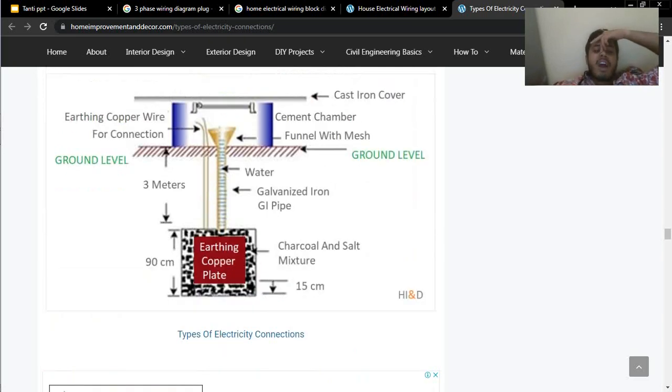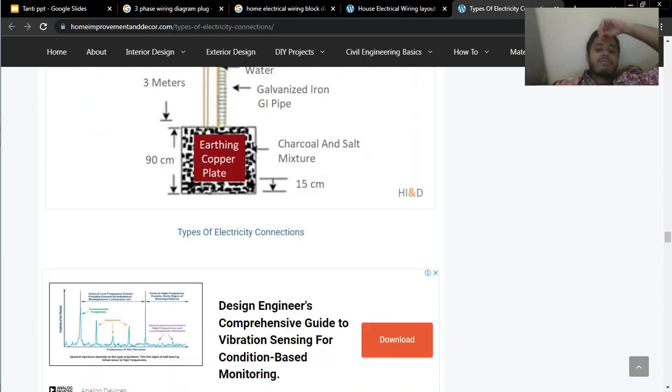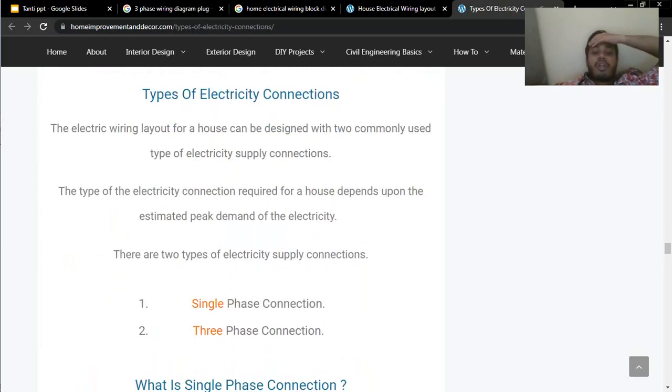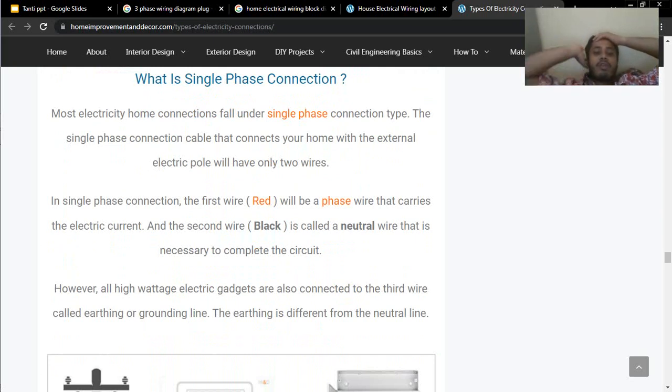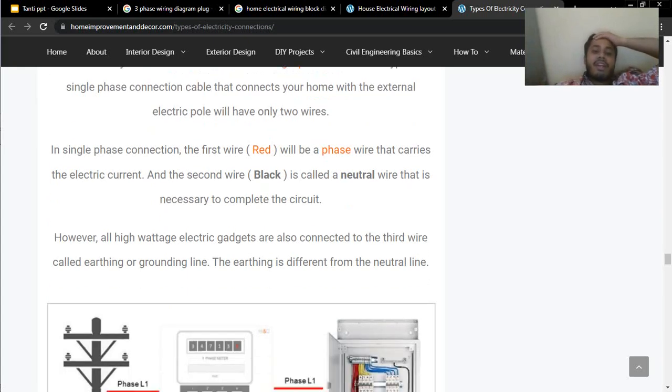This is a galvanized iron GI pipe. Types of electrical connections: the electrical wire layout of a house can be of two commonly used types, single phase and three phase. Most electrical home connections fall under single phase, and the single phase connection cable that connects your home with the external electric pole has only two wires. Single phase has one red, that is phase, and one black, that is neutral.